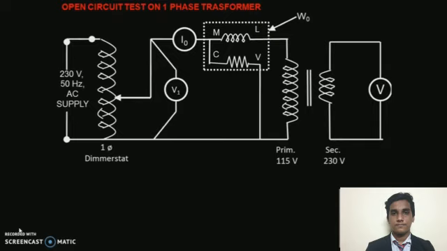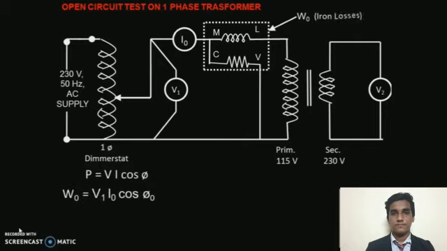That is why the wattmeter reading is nothing but the iron loss. So the wattmeter is giving us the iron loss. Now, how to find the required parameters? We know that P is equal to VI cos phi. So here we can write W0 is equal to V1 I0 cos phi 0.